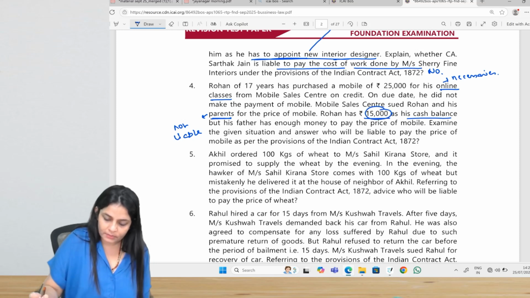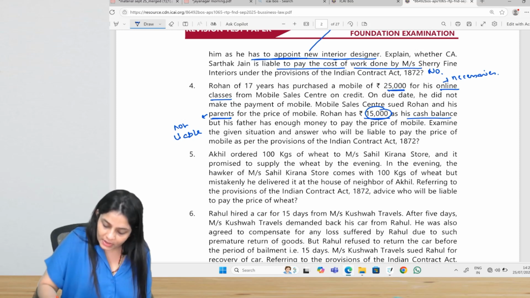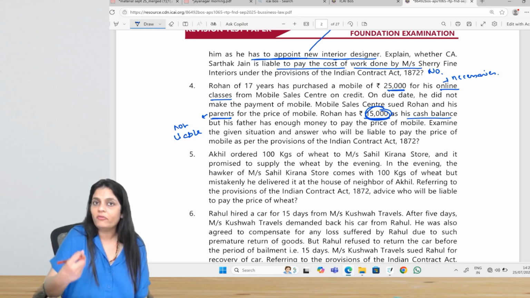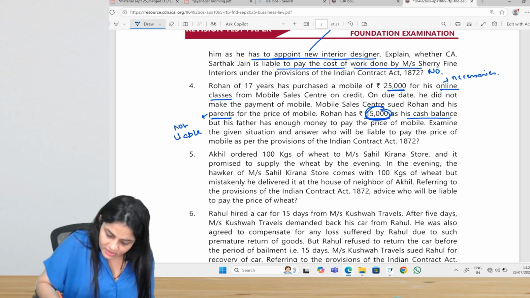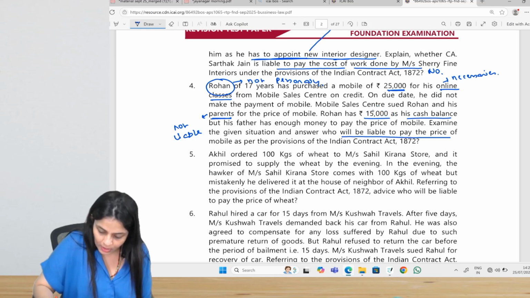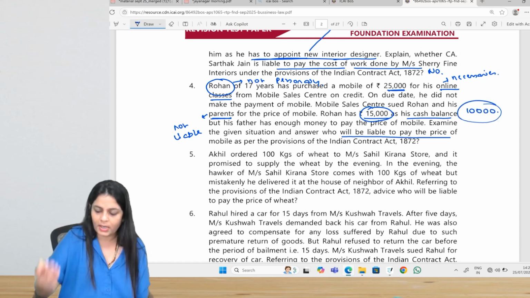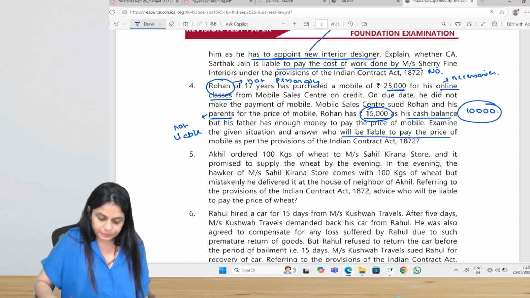Rohan has 15,000. That means, can I say, when we supply necessaries to a minor, the minor is not personally liable, the liability is against the minor's property. Here, he has a property of 15,000, so I can recover 15,000. Given the situation, answer who will be liable to pay the price of the mobile. So, parents are not liable. Rohan is liable, but no, Rohan is also not liable personally. So, he is liable only for the assets. He has assets of 15,000. What is his liability? 15,000. What about the 10,000 remaining? The shop will not get it.